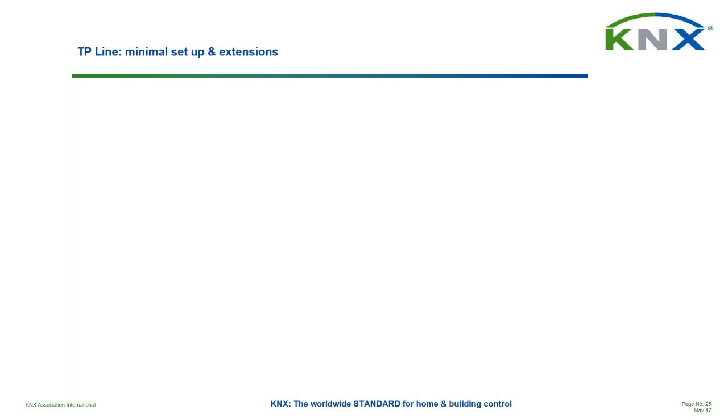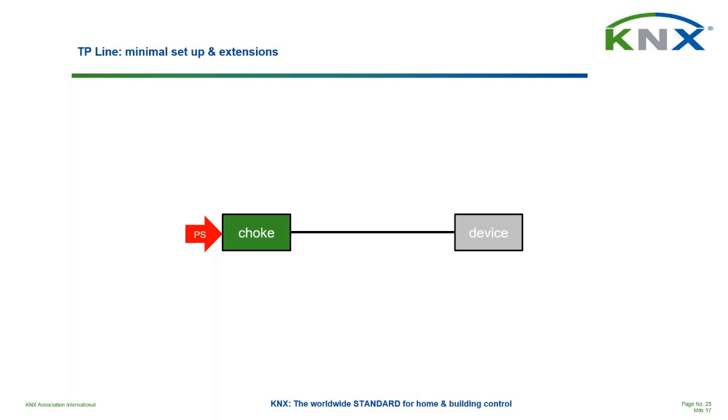Okay, twisted pair line, the minimal setup and extensions. Next topic. In order to set up a KNX twisted pair line, it always starts from a choke, which needs to be powered by a power supply unit, like this. And from that moment onwards, we have a twisted pair line or a twisted pair line segment to which we can add devices, like this.